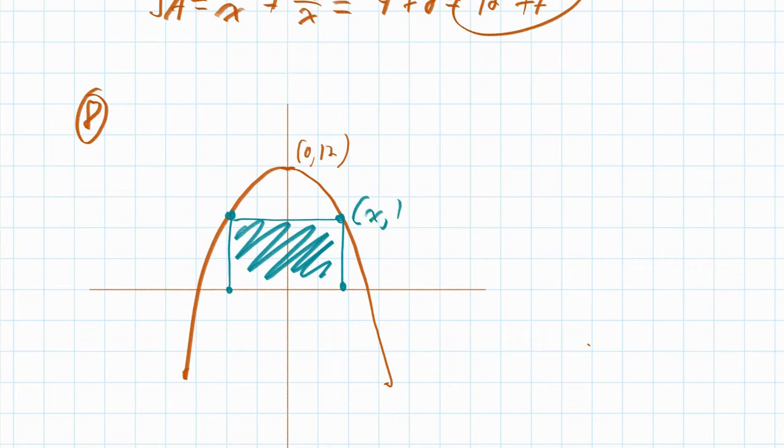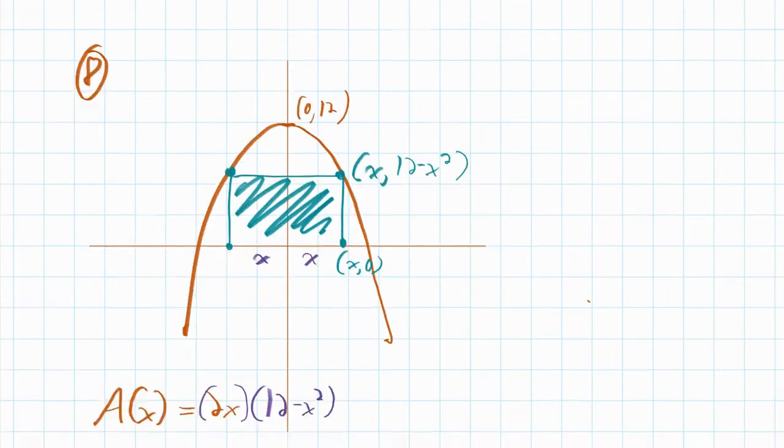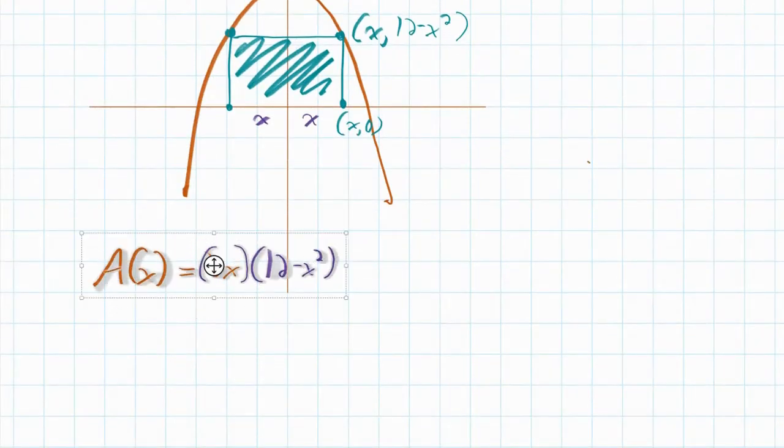I know that I'm going to call this point x comma 12 minus x squared. I'm going to call this point x comma 0. And I want to get a formula for the area of this. Well, this is going to be very easy to do if you see the picture of how this is working. The area with respect to x is equal to the base, which is actually 2 x's. You should be able to very clearly see that. This is an x and this is an x. So the length of the base is 2x, and the height here is just the function value. It's 12 minus x squared. So I get area is equal to 2x times 12 minus x squared.